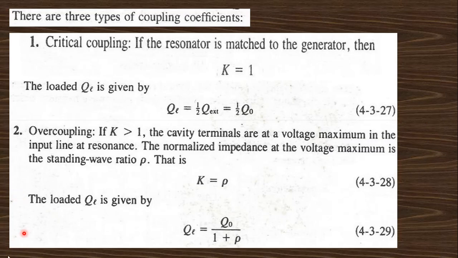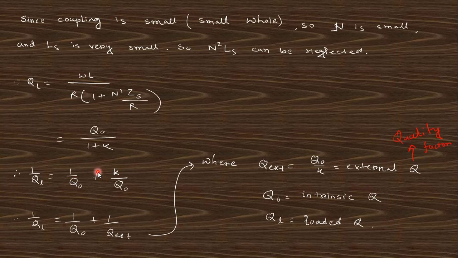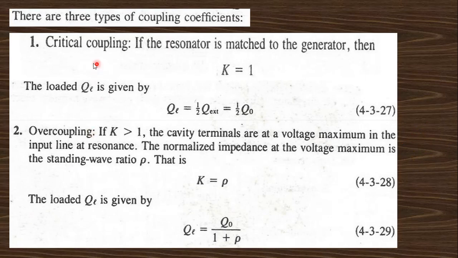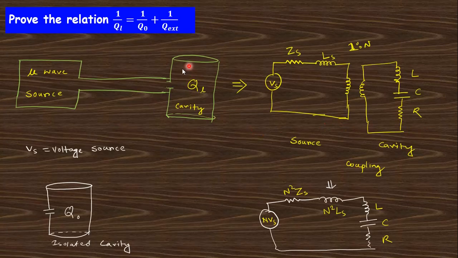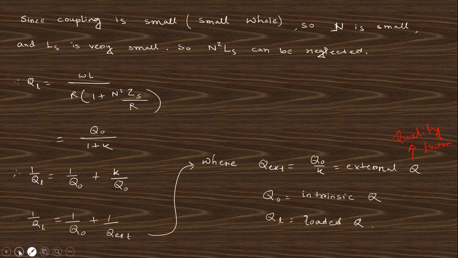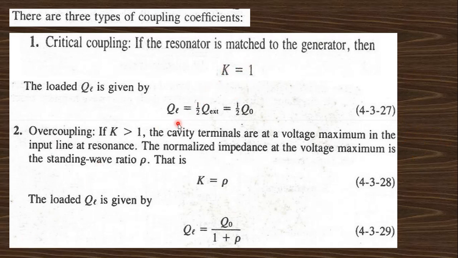Here this K is actually the coupling coefficient. It can take three values: 1, less than 1, and greater than 1. When K equals 1, the resonator is matched with the generator. This is the resonator and this is the generator. When the frequencies match, K equals 1. Then QL equals half Q external equals half Q0. These are for K equals 1.